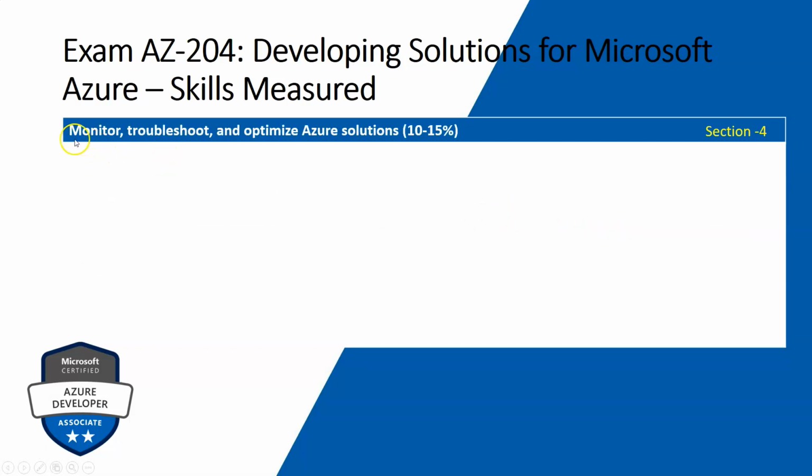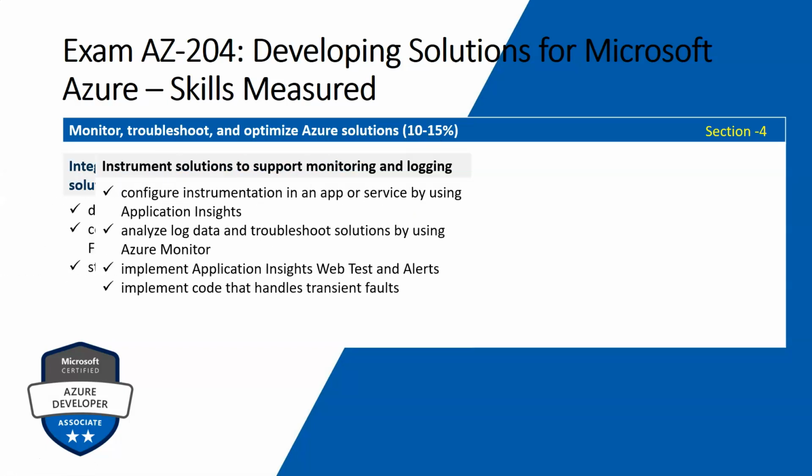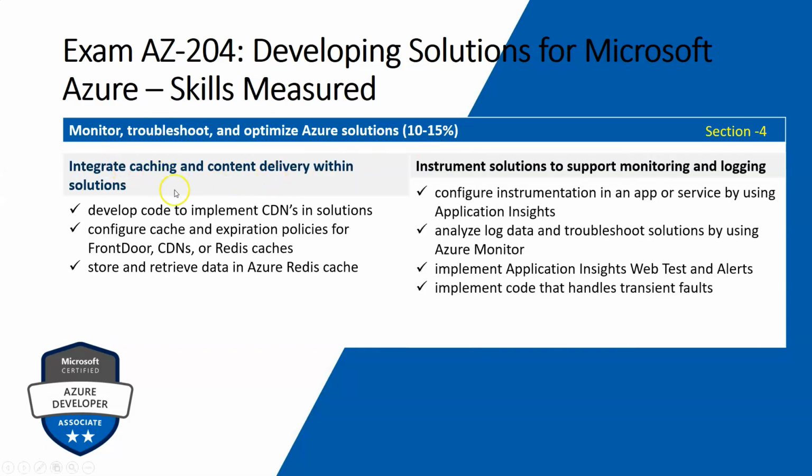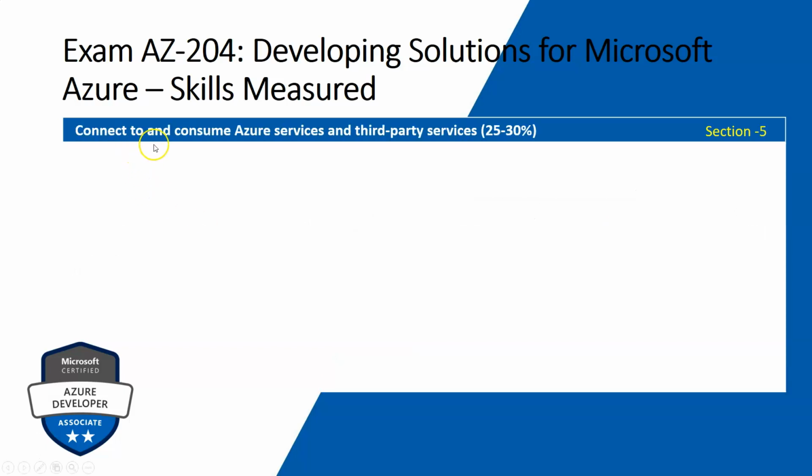Section 4 says monitor, troubleshoot, and optimize Azure solutions. It covers 10 to 15% of your exam. Here we'll talk about integrating caching and content delivery network. So we'll see a practical example. We'll work on CDN networks and Redis cache both. Then, instrument solutions to support monitoring and logging. So in this one, we'll talk about logs like diagnostic logs or application logs and other things, or Application Insights.